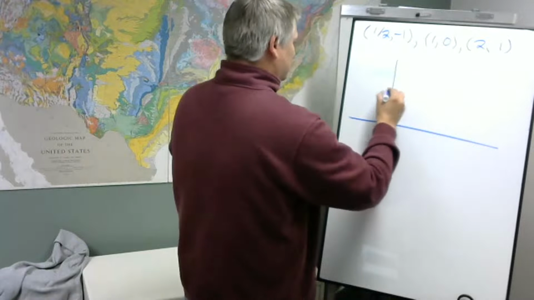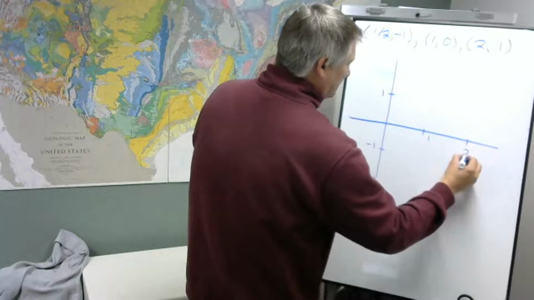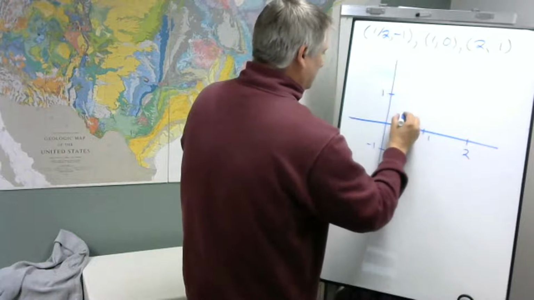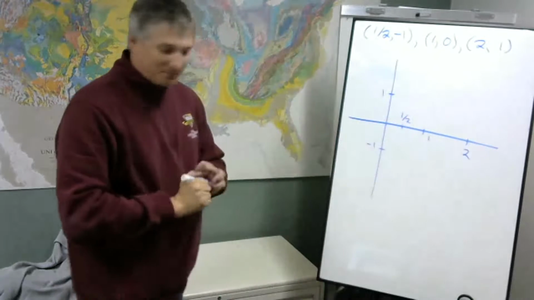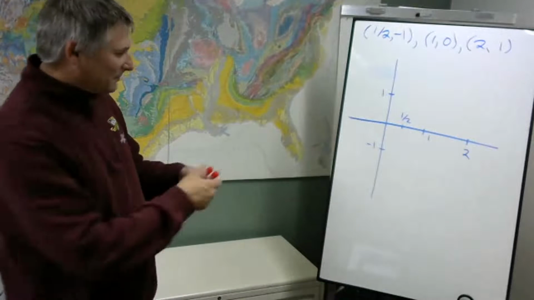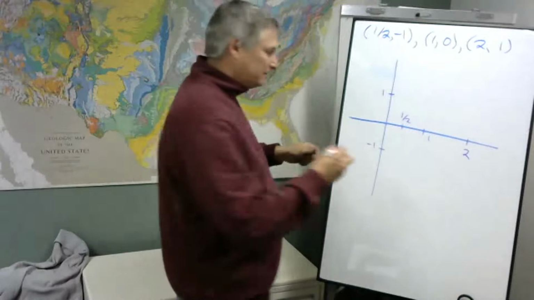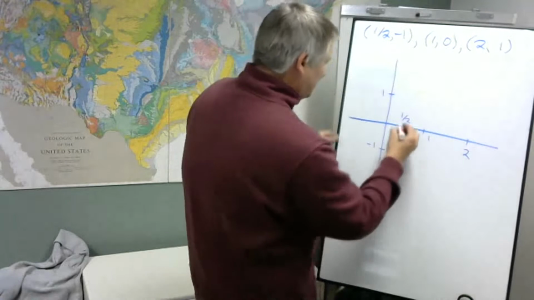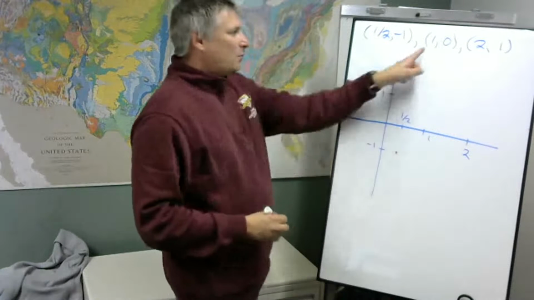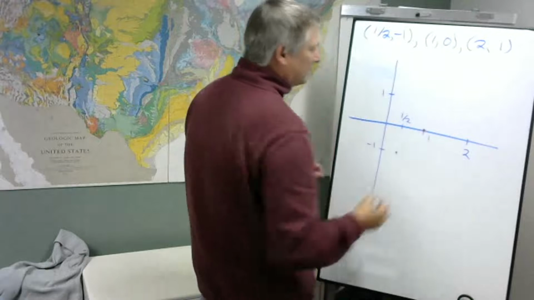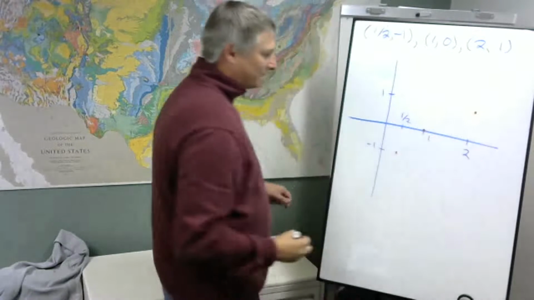-1, 0, and 1. We have 1, we have 2, and there's 1/2. So first off, 1/2 and -1. So that puts us right here. Then we have 1, 0, which puts us here. And then 2, 1, which puts us right there.